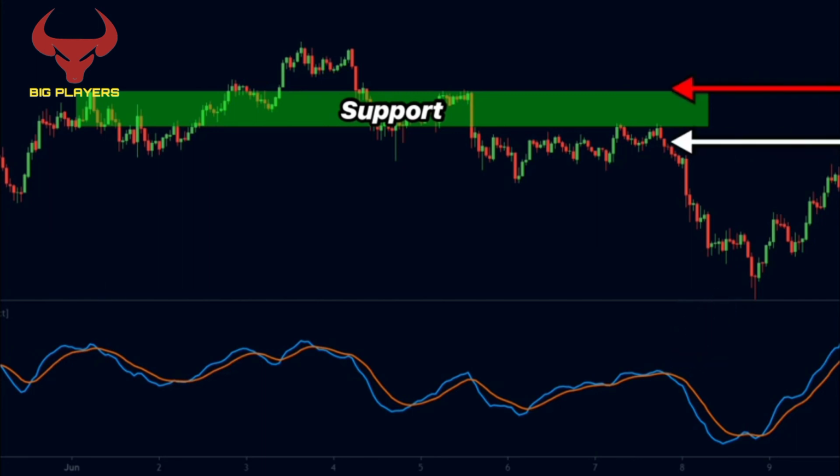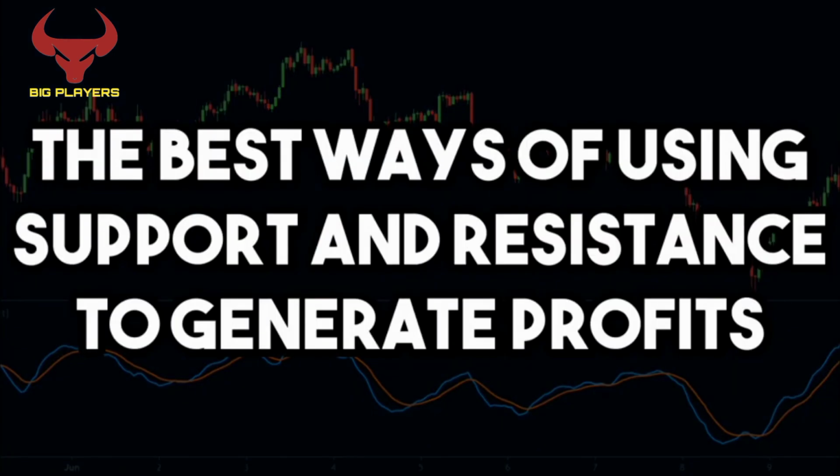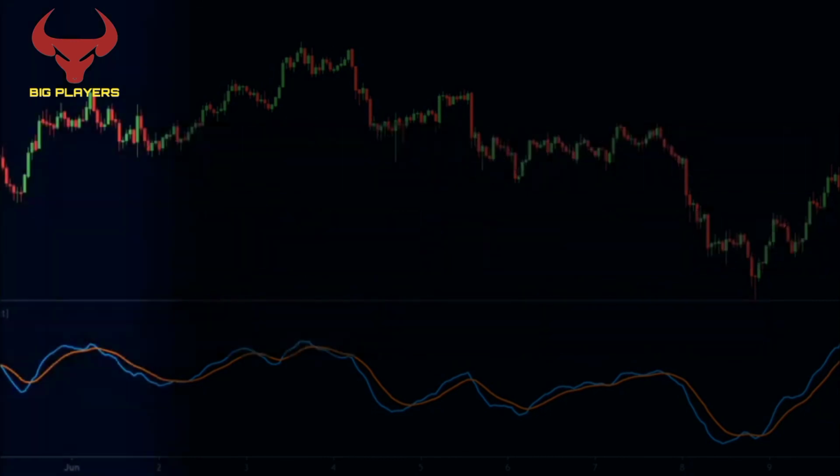We can keep our stop loss above the resistance level, and we can place our targets at 1.5:1 risk to reward ratio. So, the moving average and MACD are just an example. You can use different indicators and test them yourselves. That brings us to the end of this video. Here, I have given you the best ways of using support and resistance levels to generate consistent profits.